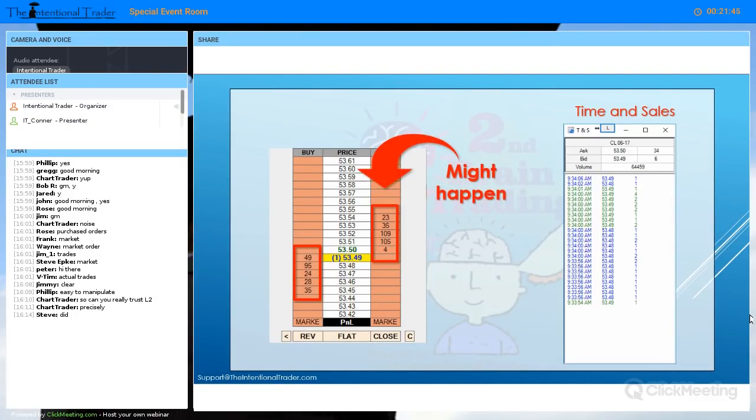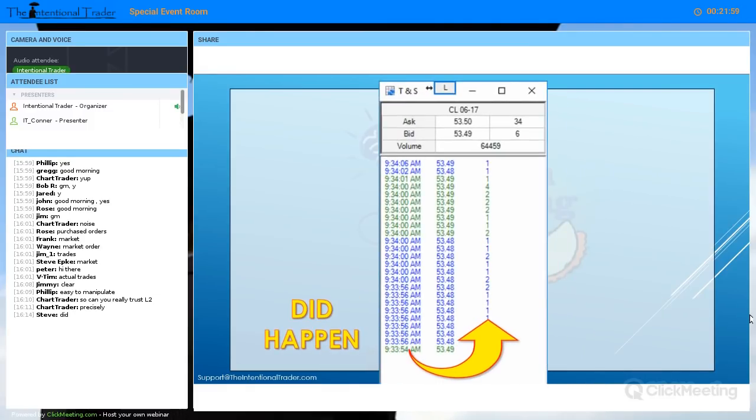So this information might happen. This information from the time and sales did happen. So why am I reading what might happen instead of reading what did happen? Okay. This is real information, not maybe information. It actually happened. So what happens is much more important than what might happen. We make decisions on what did happen and what is probable to happen next. See, we don't want to make decisions on what might happen and what might happen next.